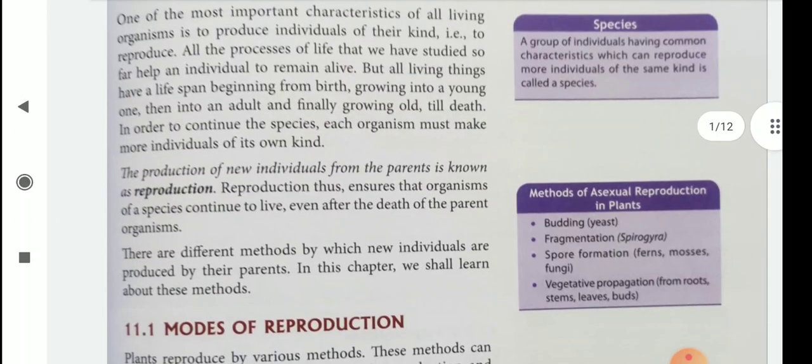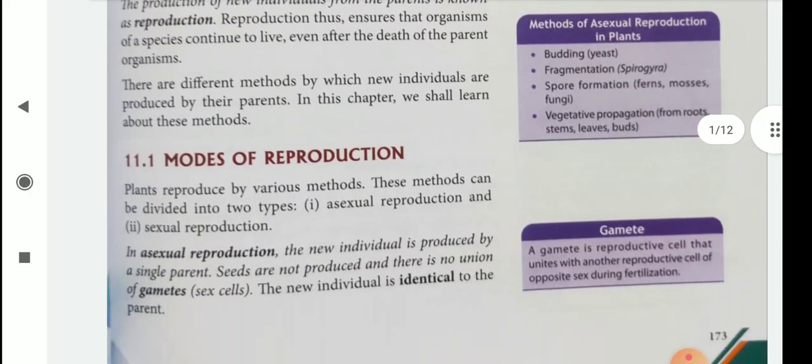The production of new individuals from the parents is known as reproduction. Reproduction thus ensures that organisms of a species continue to live even after the death of the parent organism. So it is the most important characteristic of all living organisms to produce individuals of their own kind. Now you see modes of reproduction.